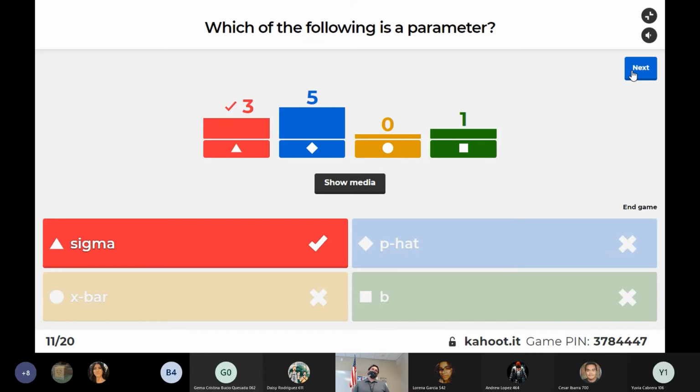Right? We have sample statistics. That would be like X bar or P hat. Right, so sigma is a parameter because parameters go with populations, and then statistics go with samples.